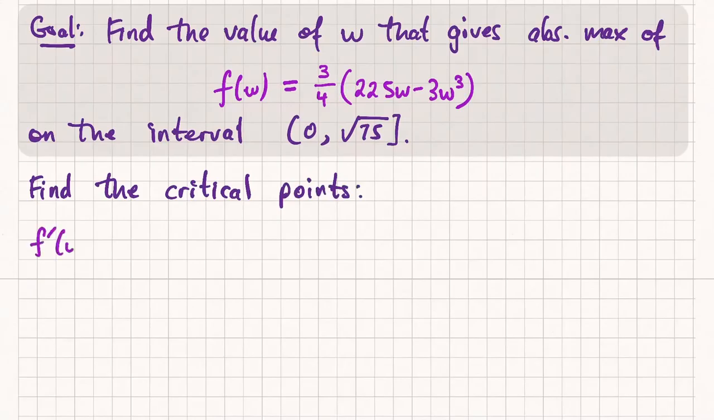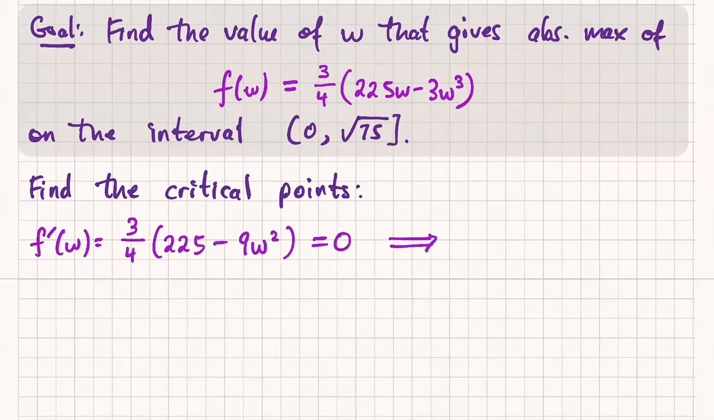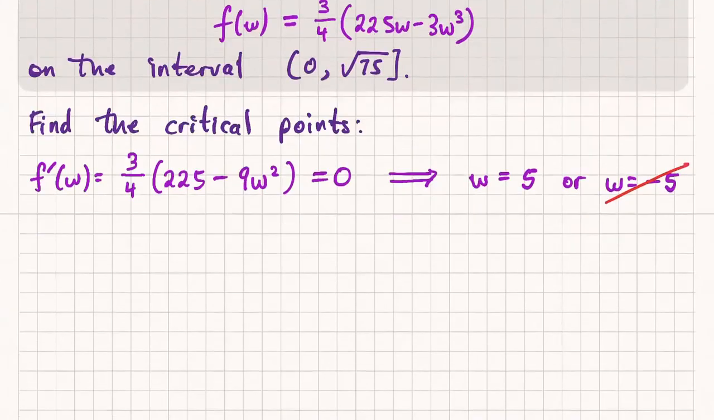So my derivative is 225 minus 9W squared. Set that equal to zero, and you get W equals 5. You actually get plus or minus 5, but the minus we don't care about, right? Maybe I'll actually write that. Right, we don't care about the minus 5. You get the minus because remember you're taking a square root with the W, so that's why you get two values of W. Do you actually get 5? I think you should get 5. 225 divided by 9 is 25. The square root is 5. Okay, good.